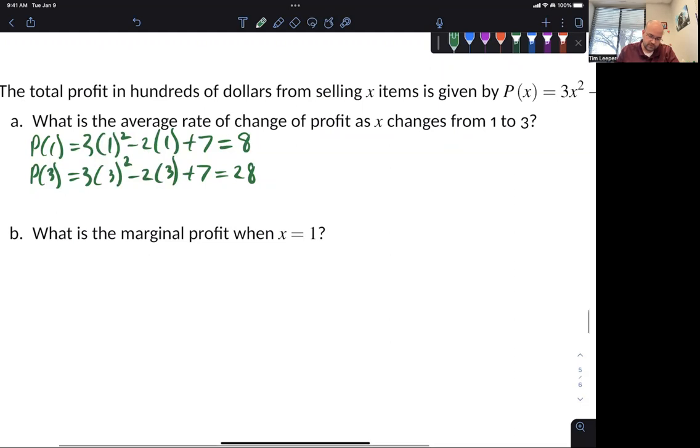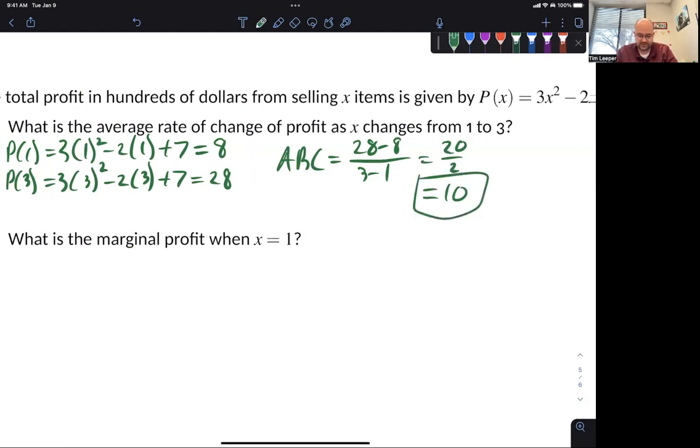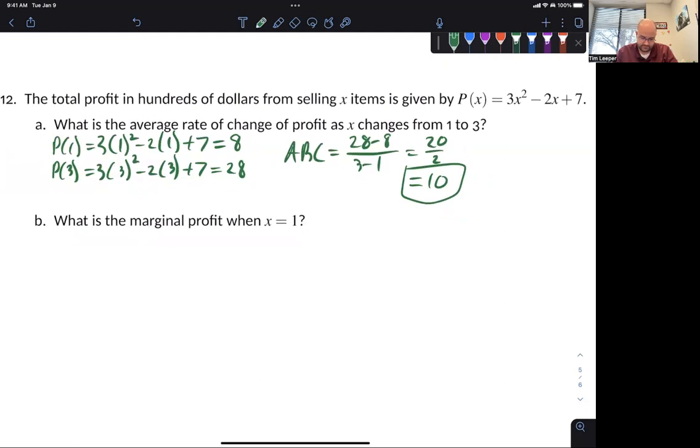So the average rate of change is just the slope between those 2 points. So that would be 28 minus 8 all over 3 minus 1. Now 28 minus 8 is 20. 3 minus 1 is 2. Which of course gives me 10. So the average rate of change between these two values is 10.